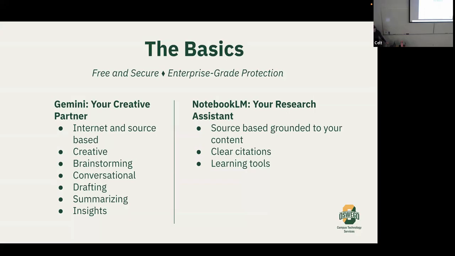Gemini is an advanced Google AI model and uses both external and internal sources, so internet and source space, meaning anything that you upload into it. You can use it for creative endeavors, for brainstorming. You can have a conversation with it. You can use it to draft an essay or give you an outline for an essay. You can use it to summarize things, and it can also give you insights.